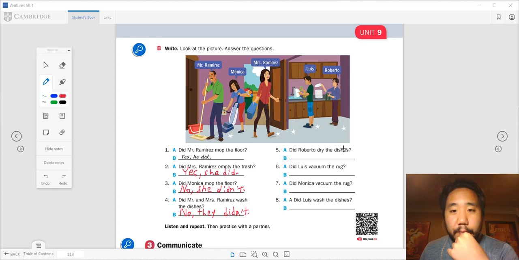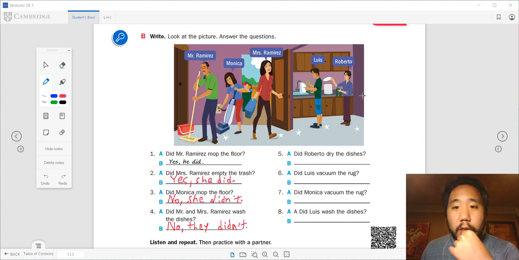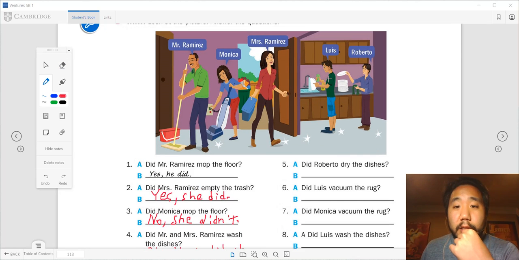Yes, he did. Because if you take a closer look, Luis is washing the dishes and handing them over to Roberto, and Roberto is taking the wet dishes and drying them with a towel, right here. So did Roberto dry the dishes? Yes, he did. Number 6, did Luis vacuum the rug?